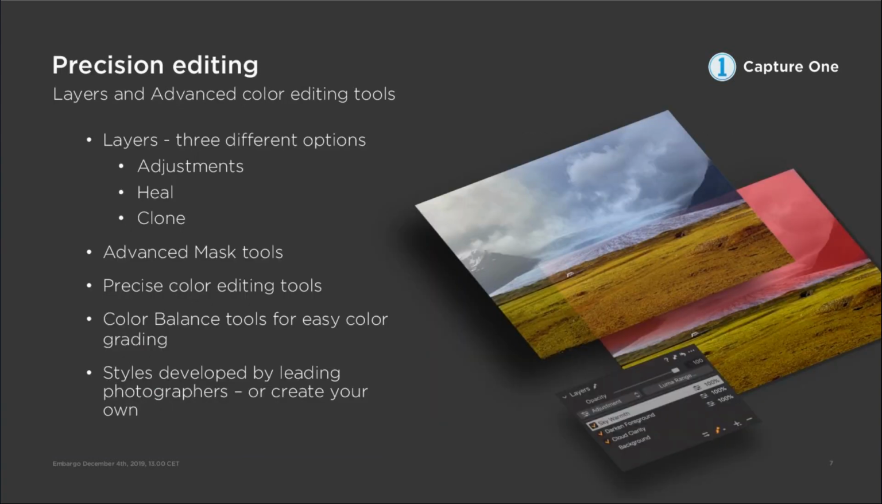Then we have something that goes under what we call precision editing, because on top of what you know as standard editing like exposure and contrast, you can put all of that on layers. That means that you can mask in your adjustments and make sure they only affect certain areas of the image. You can use color balance tools that are known from video and cinema color grading to make sure that your images have the right mood and feel. You can also use styles developed by leading photographers, or you can create your own to streamline both your work and the time it takes to edit all your images.